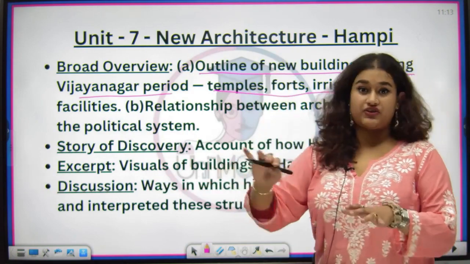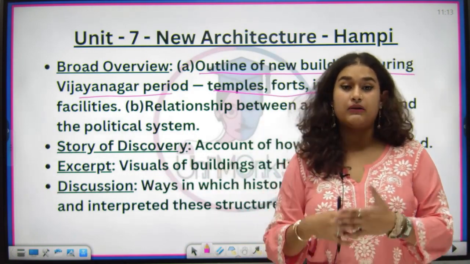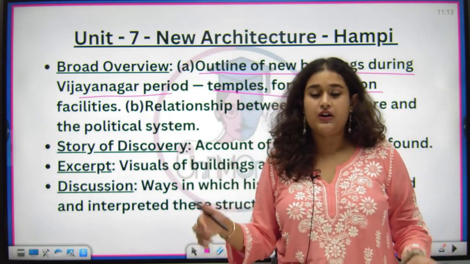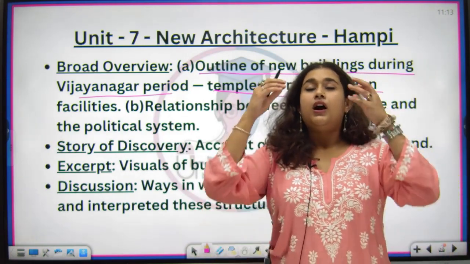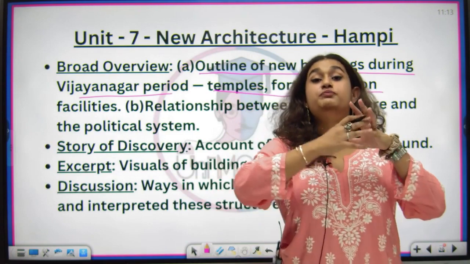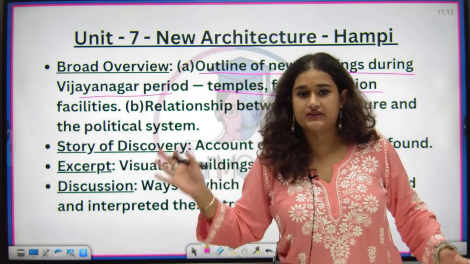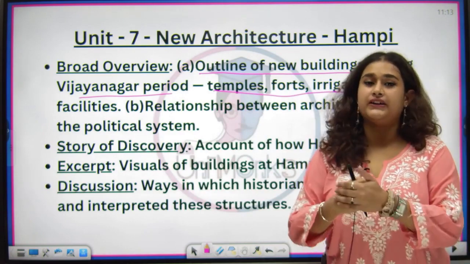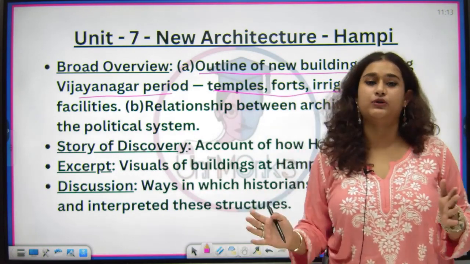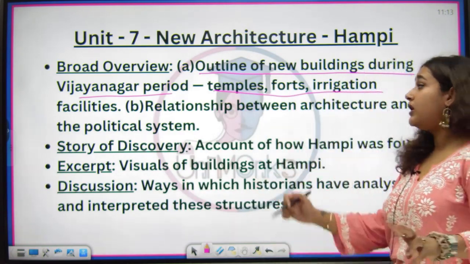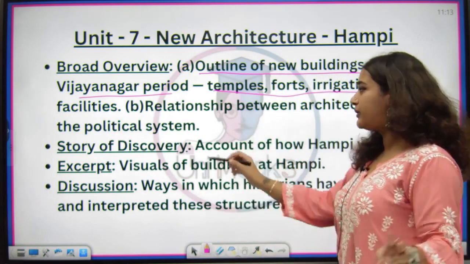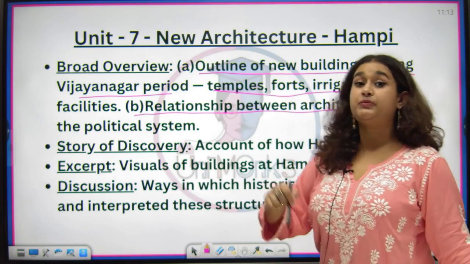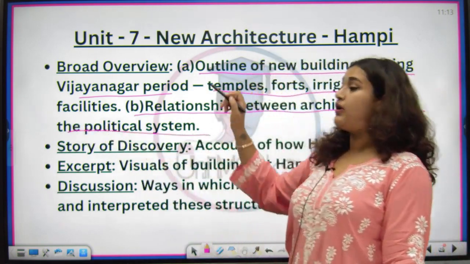When you learn about this chapter, I am telling you, it is the most mesmerizing thing ever. The Vijayanagar Empire, I swear, is the most beautiful thing that has ever existed in Indian history. The advancement in technology is mind blowing. Number 2, what we're going to understand is the relationship between architecture and the political system of the time of the empire.